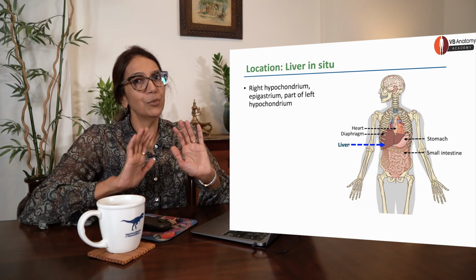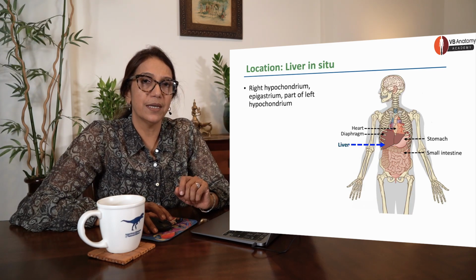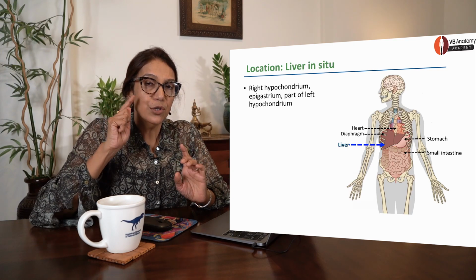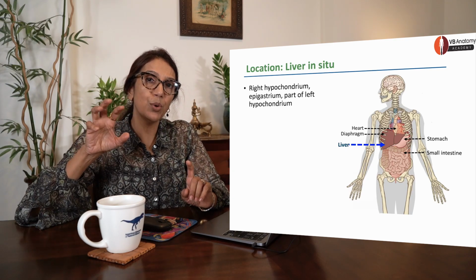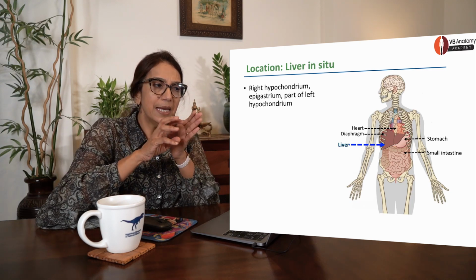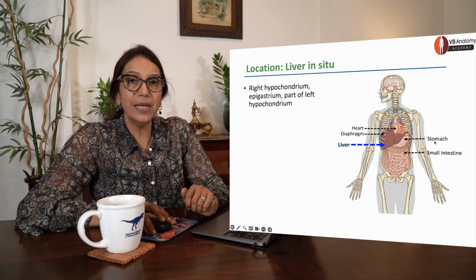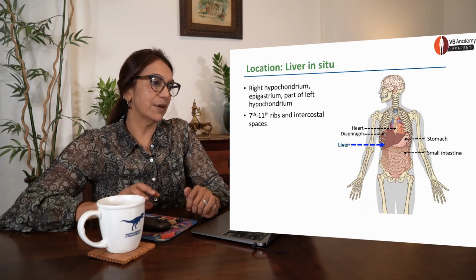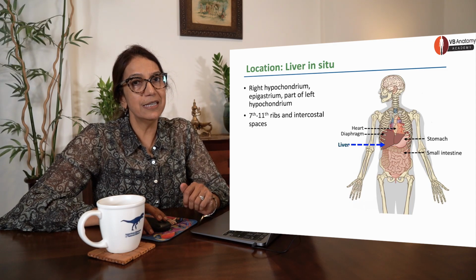Right. So, let's come to the anatomy of it. Where is it situated? Now, think of those 9 segments that are taught to you for abdomen. So, the liver is present in the right hypochondrium, epigastrium, and a little bit of left hypochondrium. Look at the image here to understand. So it's covered by 7th to 11th ribs and covered by intercostal spaces.